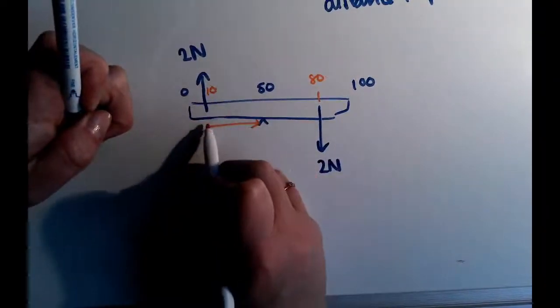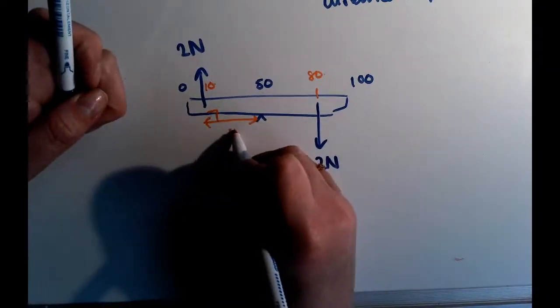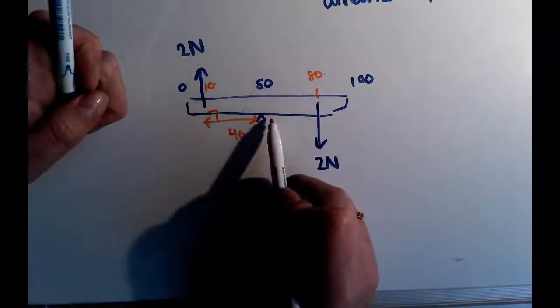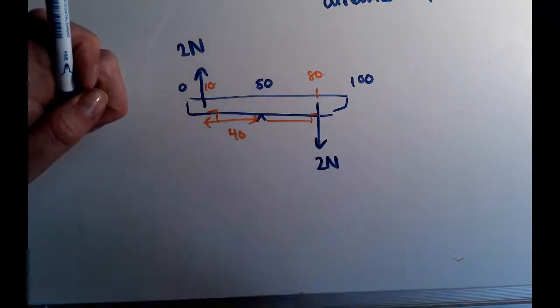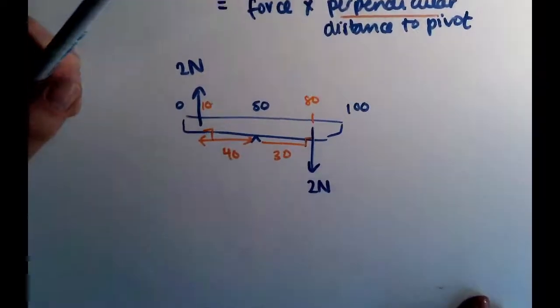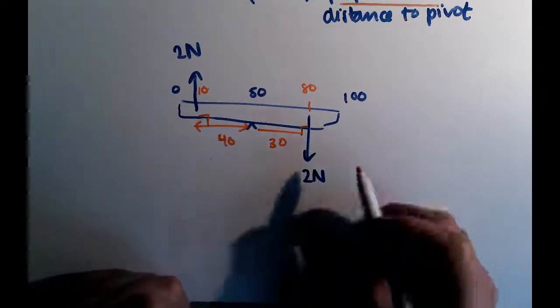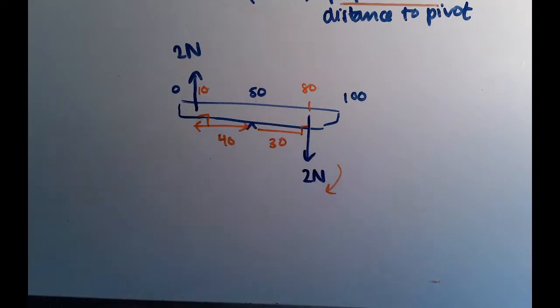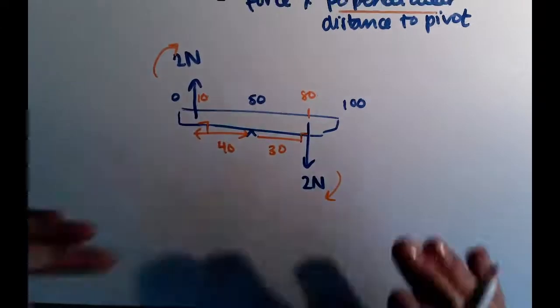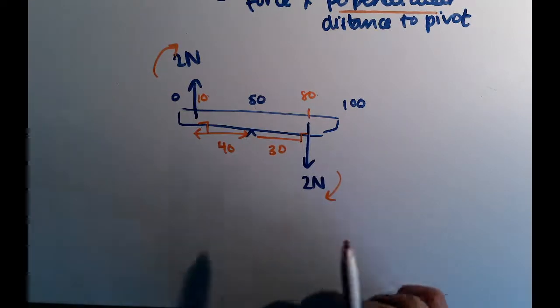So I know that my perpendicular distance, which is at 90 degrees to the pivot, is 40 there, and I know that this distance, which is at 90 degrees, is 30 here. Okay, but hopefully what you can see in this instance is if I pull down by 2 newtons on the right hand side of the pivot, the rod will turn this way, and if I lift up on the left, it will also turn clockwise. And so these reinforce each other rather than cancel each other out, and you get an overall clockwise turning effect. So this time you just add them up together.